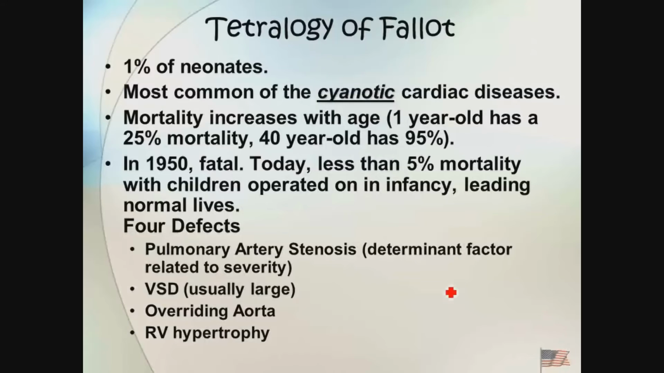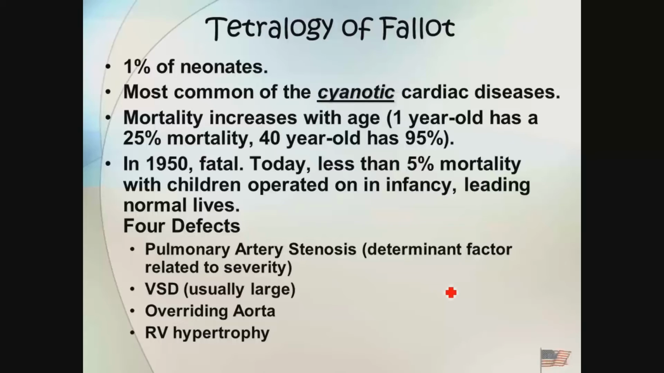Okay, first of the weird ones, like those weren't weird enough, just having simply a little hole in your heart: Tetralogy of Fallot. It is the most common cyanotic defect, and as you get older, the mortality gets higher if it's uncorrected, and this is why in like 1950, as we said, it was fatal. Today we're looking at 5% mortality, and in most cases they end up having a normal childhood, nothing going on.